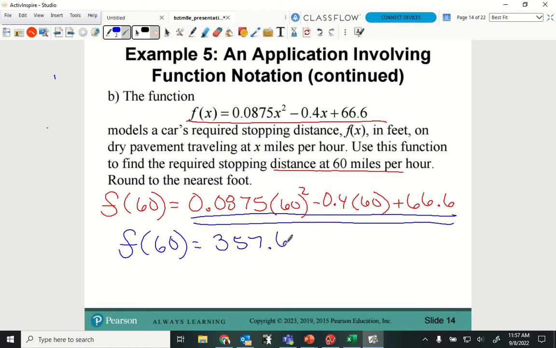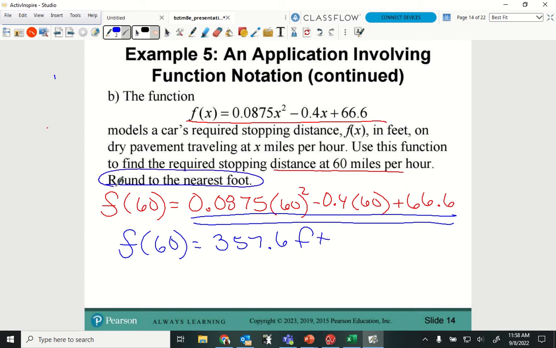What are my units? Hey, you guys, I'm starting to lose my voice again, so I need you guys paying attention. So, what are the units on this? What is it we're talking about that we got out? We put in 60 miles per hour. It's gonna be feet, right? Remember, this is a stopping distance problem. So this is feet.